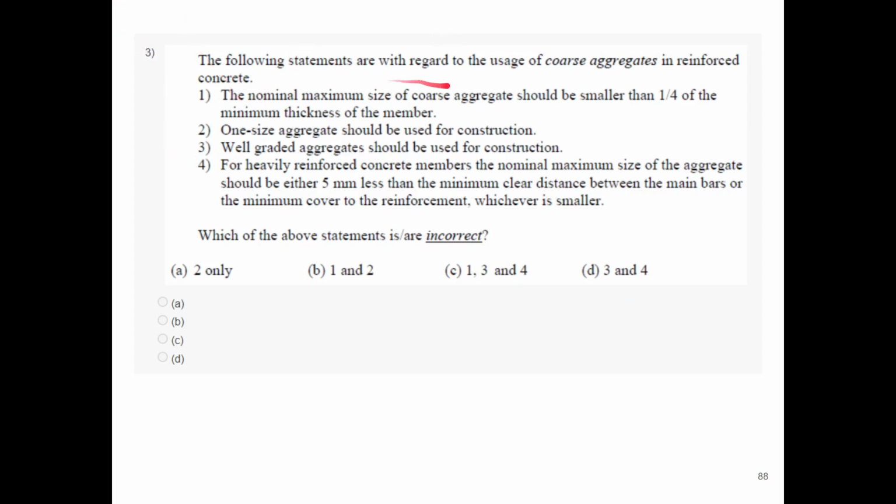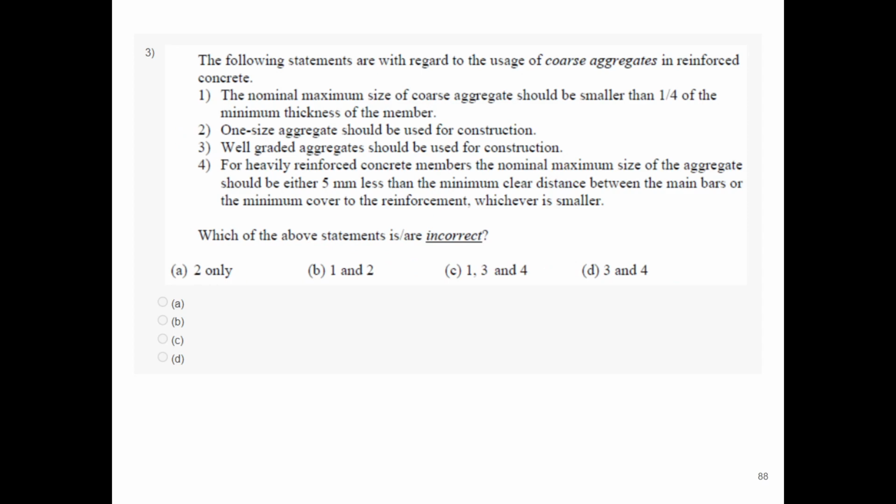The following statements are with regard to the usage of coarse aggregates in reinforced concrete. One, the nominal maximum size of coarse aggregate should be smaller than 1 by 4 of the minimum thickness of the member. Two, one size aggregate should be used for construction. Three, well-graded aggregates should be used for construction. Four, for heavily reinforced concrete members, the nominal maximum size of the aggregate should be 5 mm less than the minimum clear distance between the main bars or the minimum cover to the reinforcement, whichever is smaller. Which of these statements is or are incorrect? Okay. A, 2 only. B, 1 and 2. C, 1, 3 and 4. D, 3 and 4.